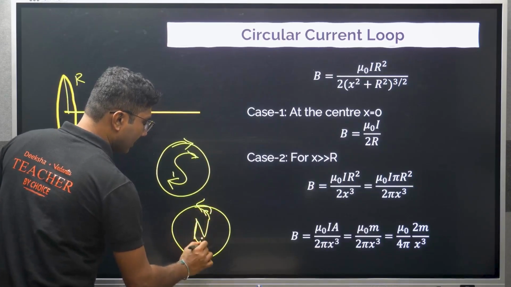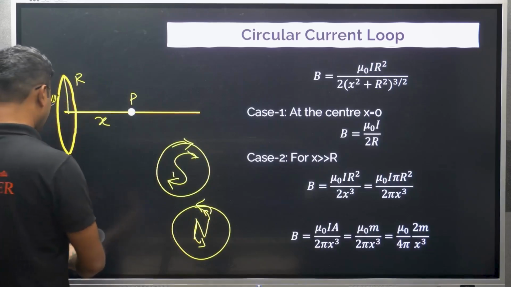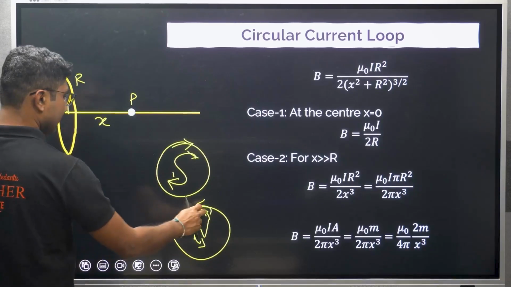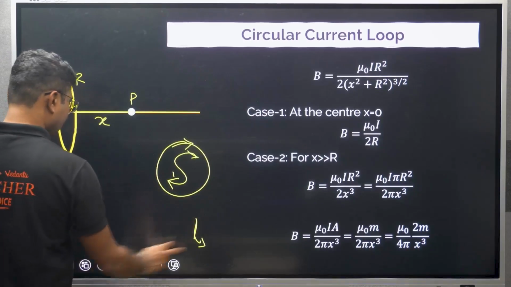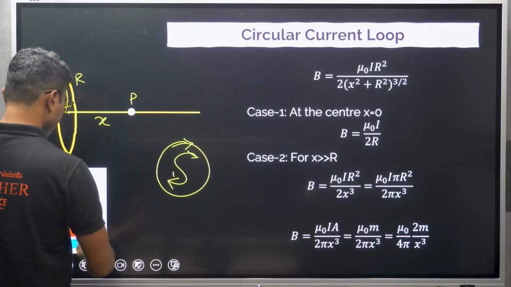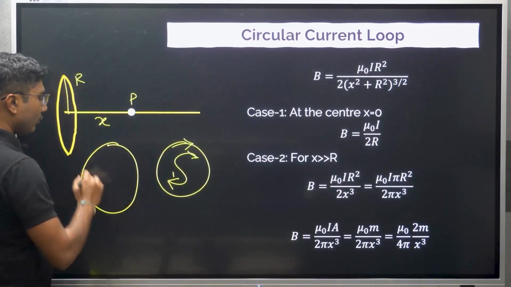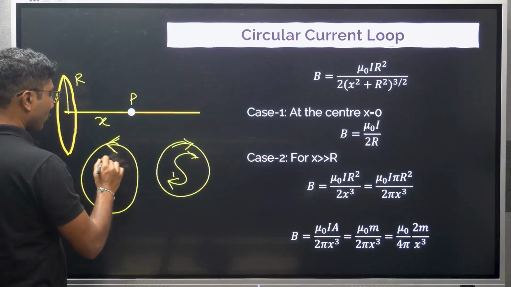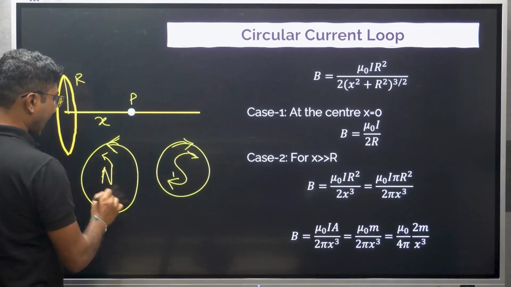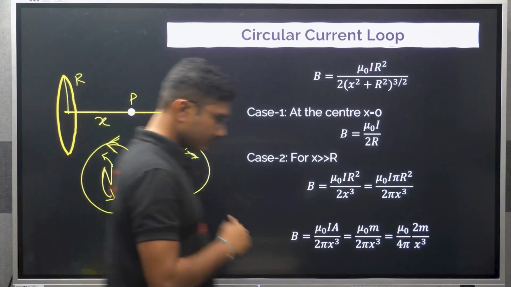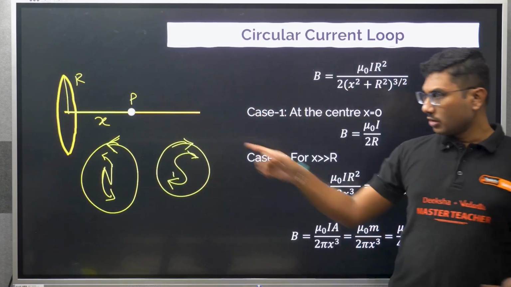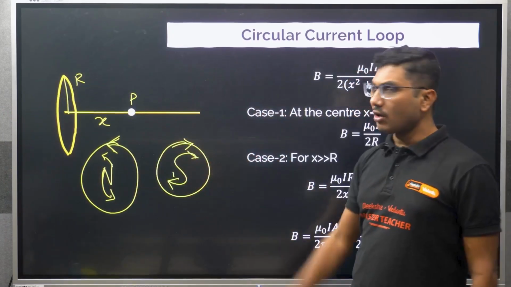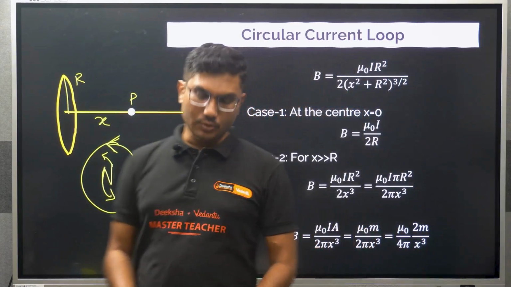You can remember the direction by extending the tail of the N or S. So if you look at it from the top, and you see that the current is flowing in the anti-clockwise direction, then it will be a north pole, and if you see the current is flowing in the clockwise direction, it will be a south pole.